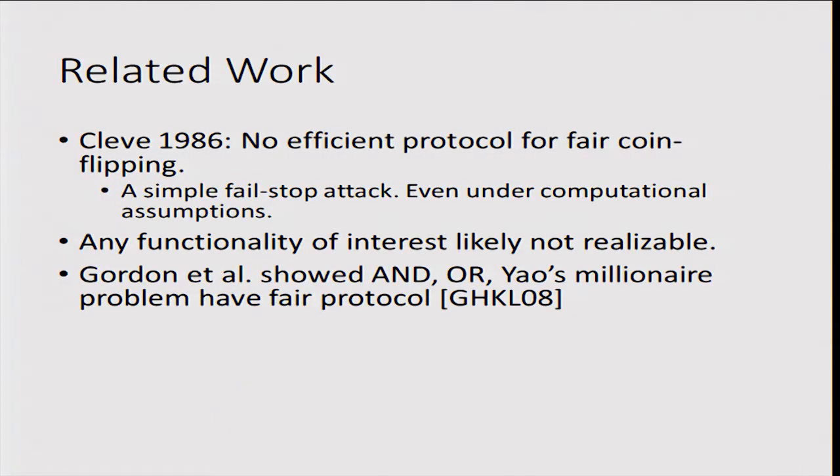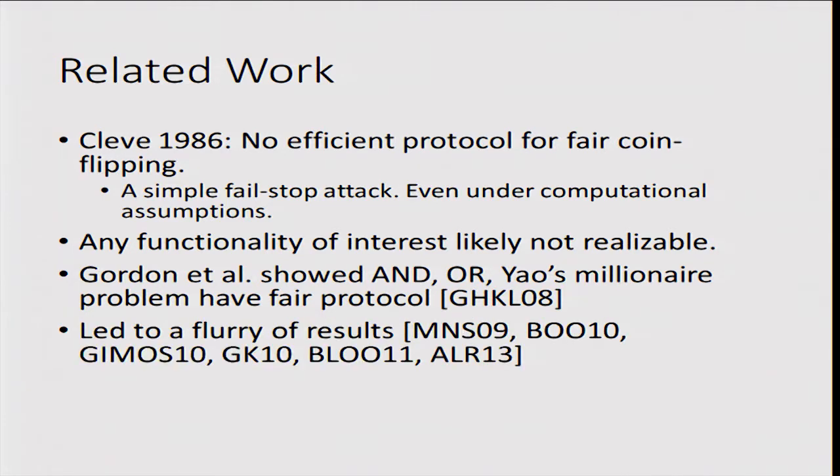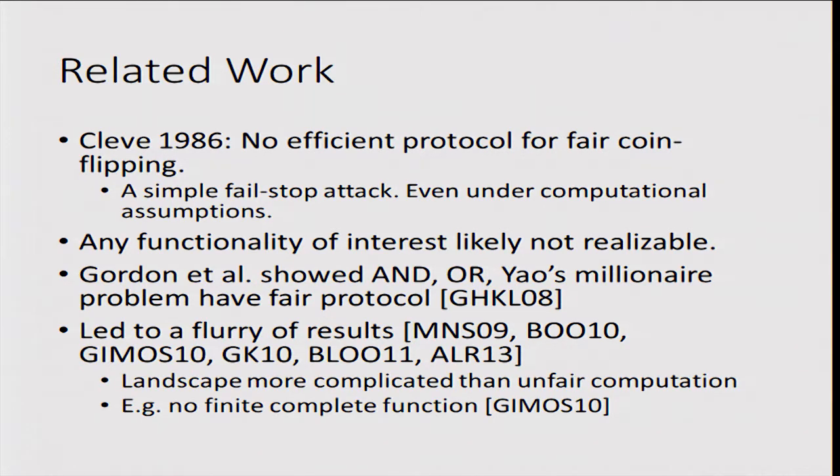However, things changed in 2008 when Gordon et al. showed that many functionalities of interest, like AND, or Yao's millionaires' problem, they do have a fair protocol. And this led to a flurry of results in the following years. These results show us that the landscape of fairness is much more complicated than that of unfair computation. In particular, there is no finite complete function for fairness.